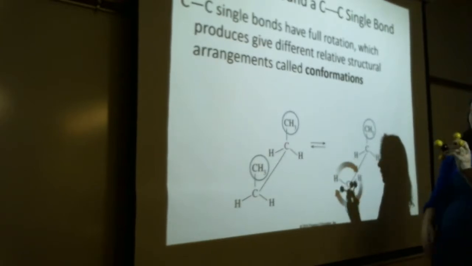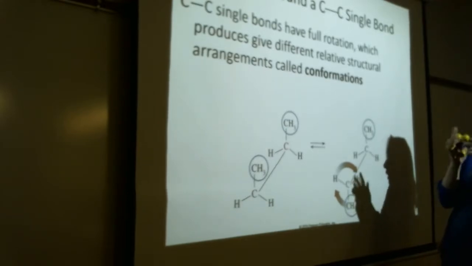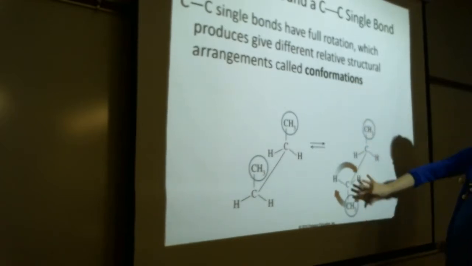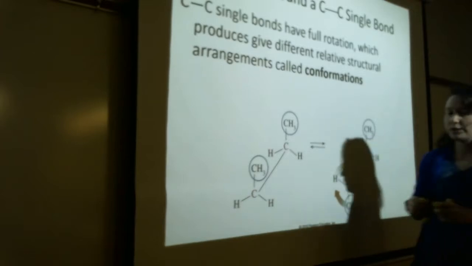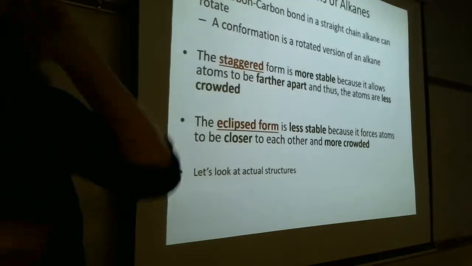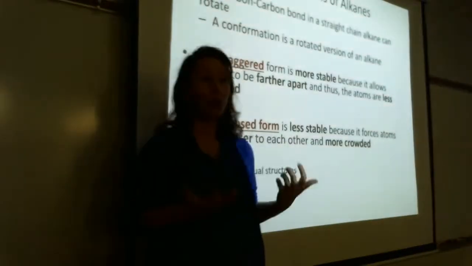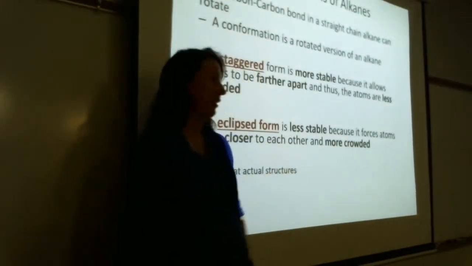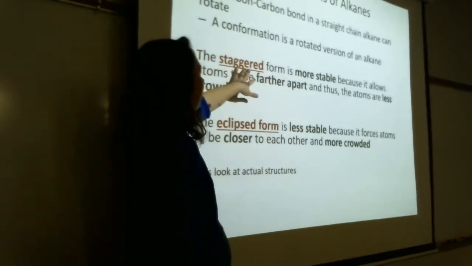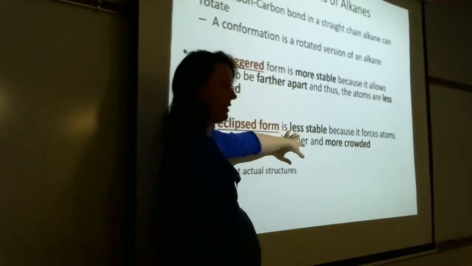Now, when we get to double bonds, there's not free rotation. That's something that we'll see: a double bond is locked in place. Single bonds, however, have full rotation, and you can give different arrangements because this can rotate. And so it's called a conformation. There are versions that are more stable than others, just like it's more stable for me to stand on both feet, especially with a big belly, than it is to stand on 1 foot or do a handstand, right? The staggered is more stable because it puts them further apart, and the eclipsed is less stable, okay?